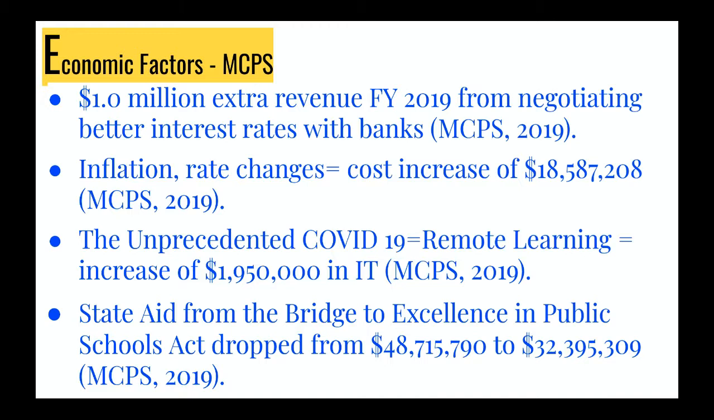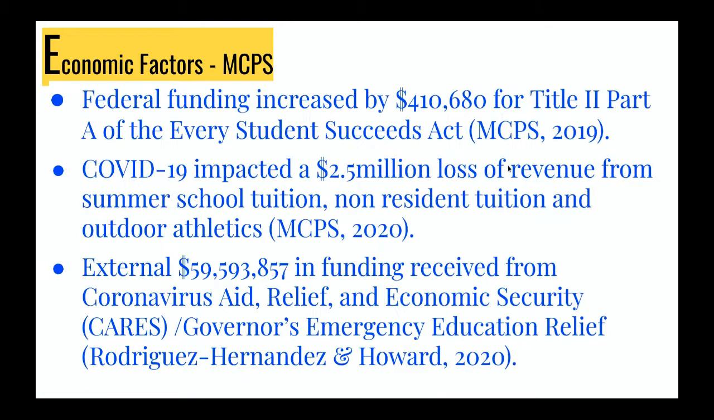of $1.9 million extra. The state aid from the Bridge to Excellence in Public Schools Act dropped significantly from 48.7 million to about 32.3 million for this district. Also, federal funding reduced for Title II Part A of the Every Student Succeeds Act.